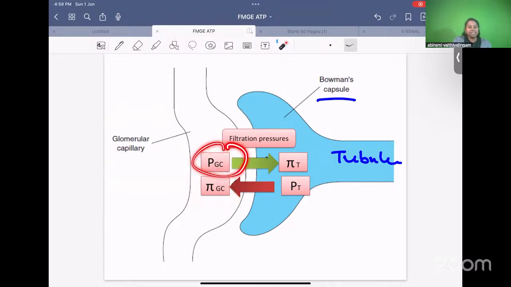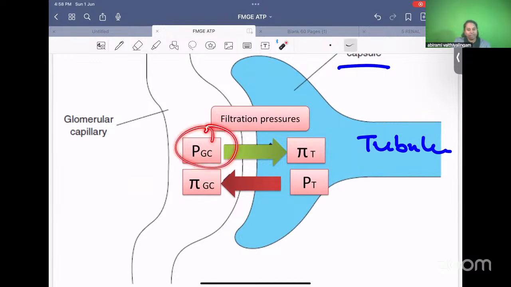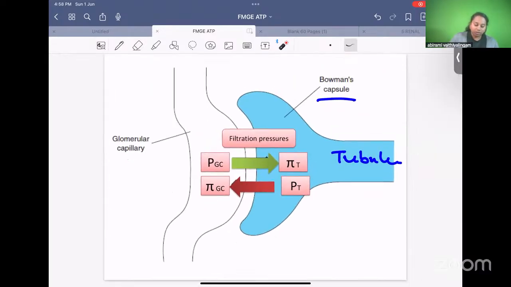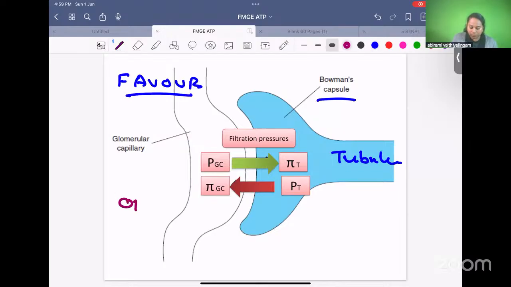PGC is hydrostatic pressure on the glomerular capillary. Pi GC is oncotic pressure on the glomerular capillary. Pi T is oncotic pressure on the tubule, and PT is hydrostatic pressure on the tubule. Now all of you are going to answer me this. There are two forces which will favor filtration and two forces which will oppose filtration. What are the two forces which favor filtration?